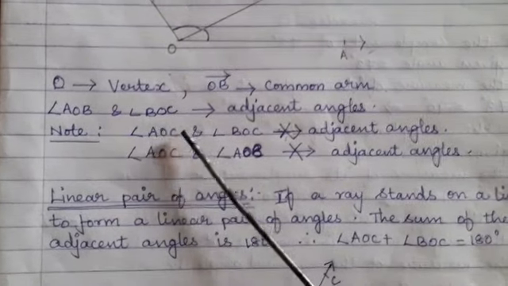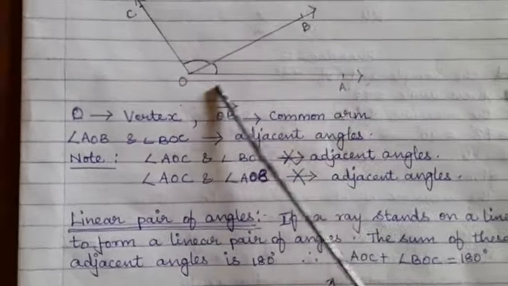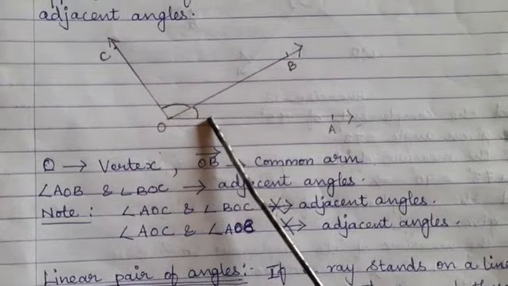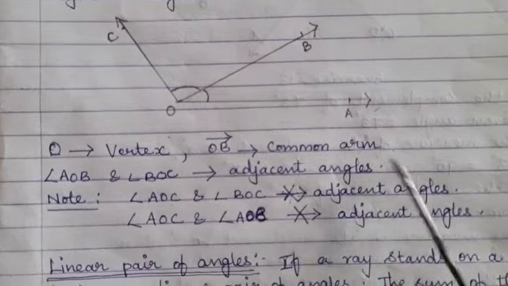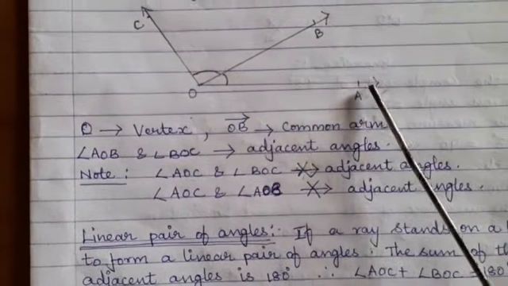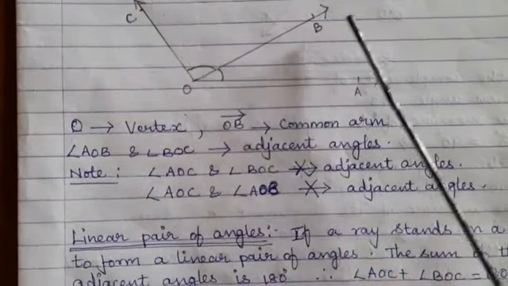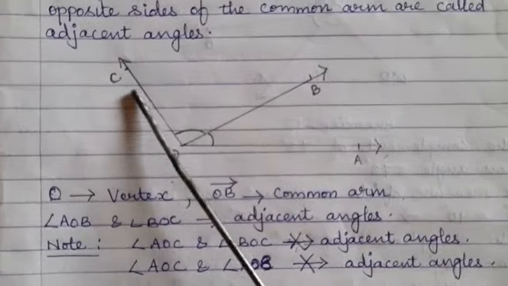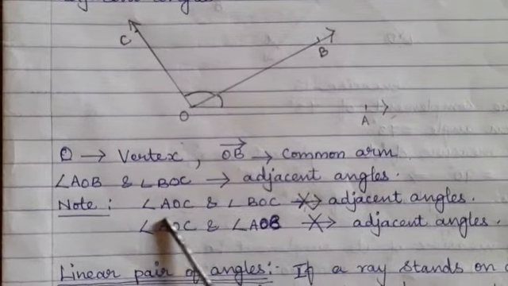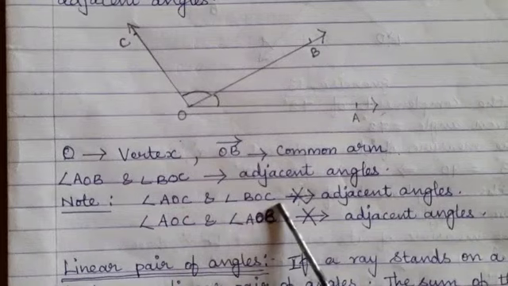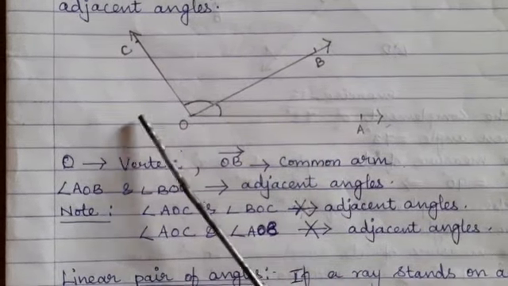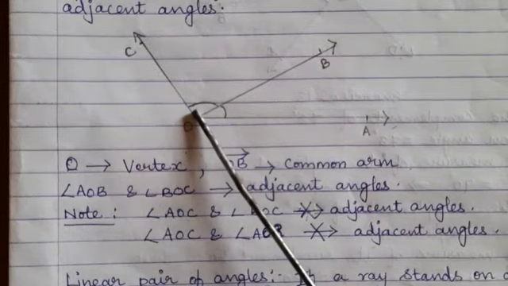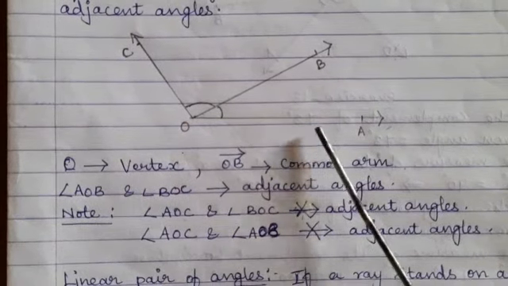Note here, angle AOC, that is the complete angle, and angle BOC are not adjacent angles. Why? See, in AOC and BOC the common arm is OC, as you can see from the letters of the angles. But the other two arms are not lying on opposite sides of the common arm. So they are not adjacent angles.